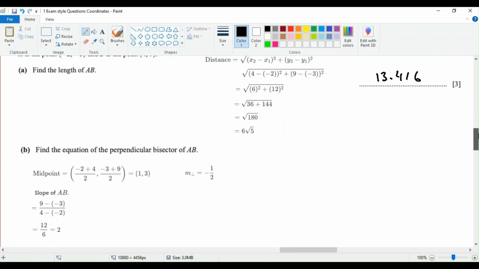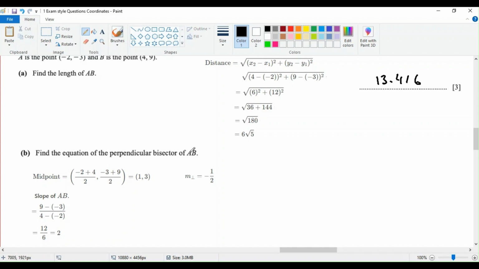In here we need to find the equation of the perpendicular bisector of AB. So the slope of AB, once we find it, the midpoint is 1, 3 and the slope is 2. When the slope of AB is 2, that means the slope of the perpendicular bisector is going to be negative 1 over 2. Once we find the equation, it's going to be y equals negative 1 over 2 x plus c. For that we need to find the y-intercept, and we use the midpoint here.